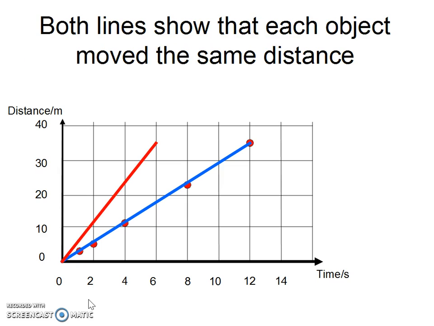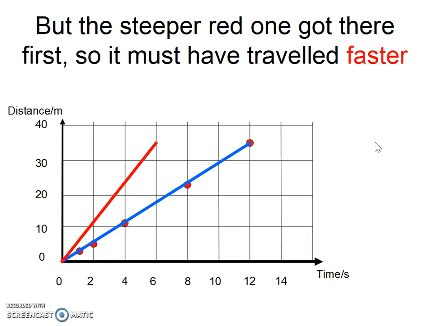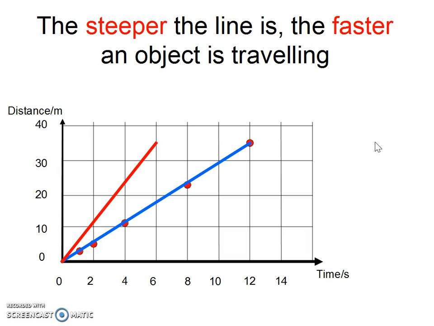Now, another thing you need to know is that both of these lines show that the object moved the same distance. They're both at around 35, or I guess it will be 36 meters. But what is the difference here? This one here, the blue line, we stopped at 12 seconds, but the red line appears to have stopped in half the time. So what you need to know is the steeper one is going to be the one that got there first, so it must have traveled faster. The steeper the line, the faster the object's going to be traveling.